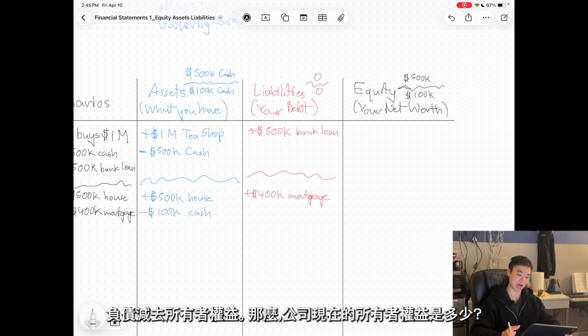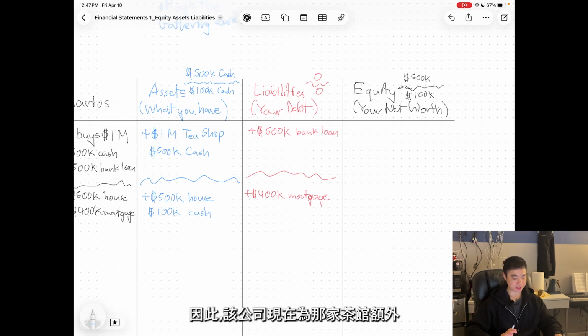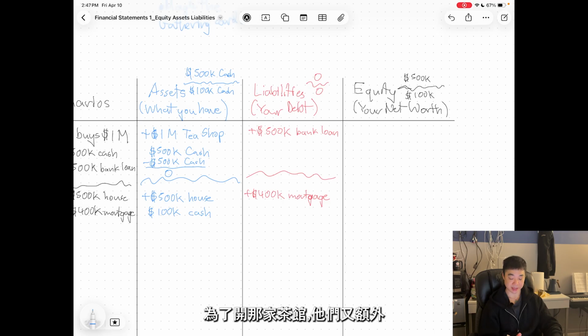What is the equity now of the company? Let's look at what happens from the company perspective on assets, liabilities, and equity. So the company now has additional assets of $1 million for that tea shop. It originally had $500,000 in cash. The company spent that $500,000. And so doing some simple math, now it has $0 in cash. It took out an extra $500,000 for the bank loan to get that tea shop.